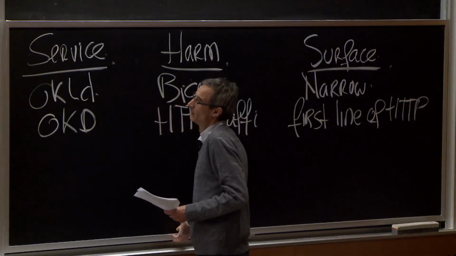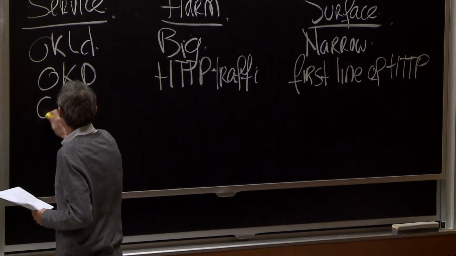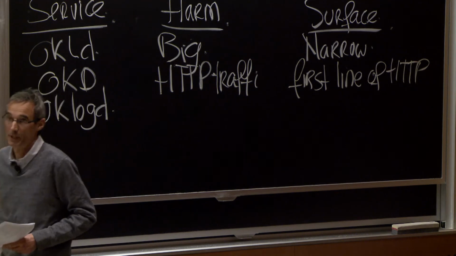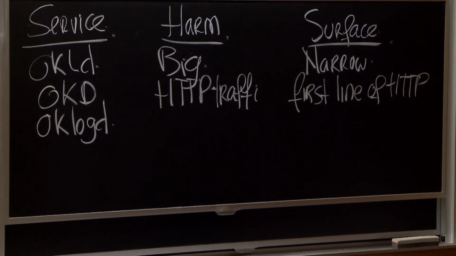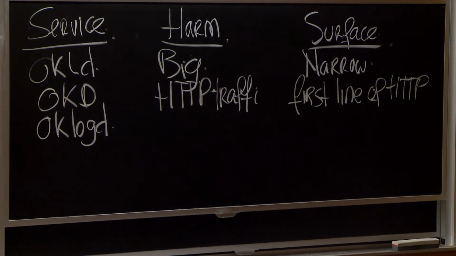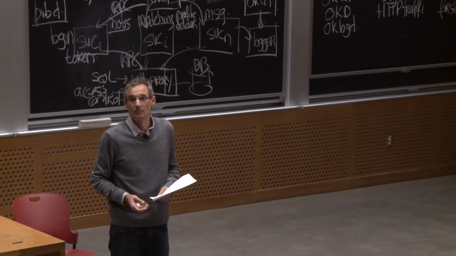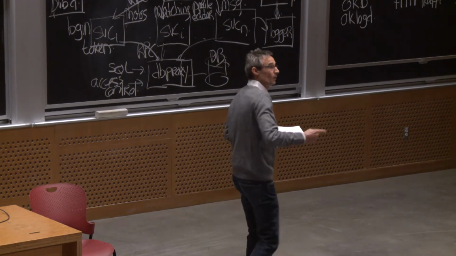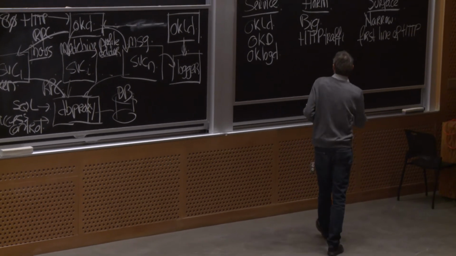Okay, let's look at a couple more. OK log D. So let's say an attacker is able to compromise OK log D. How bad would that be? What's the impact of that? What's the harm of compromising OK log D? They can trash the logs. That's about it. Yeah, trash the log.